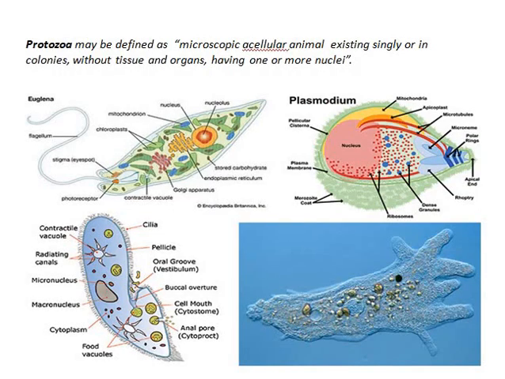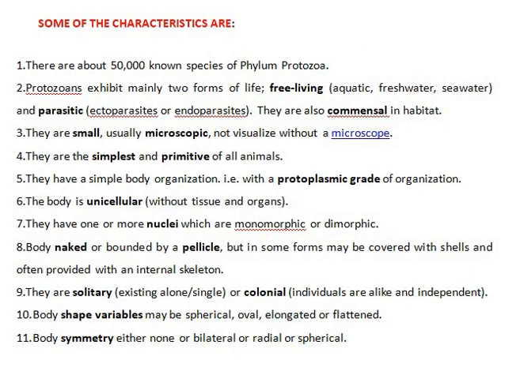Protozoa may be defined as microscopic acellular animals existing singly or in colonies without tissues and organs, having one or more nuclei. These are all examples of Protozoa: Plasmodium, Euglena, Paramecium, Amoeba proteus. Some of the characteristics of Protozoa: more than 50,000 species are known.